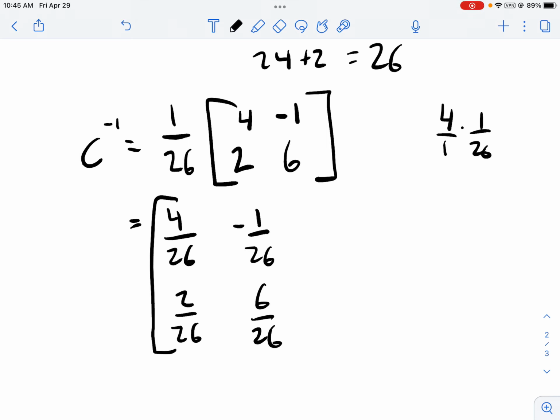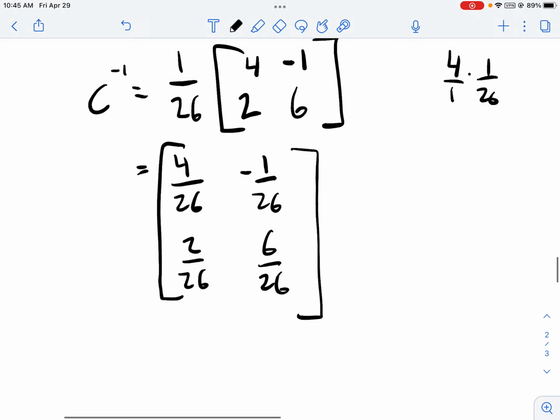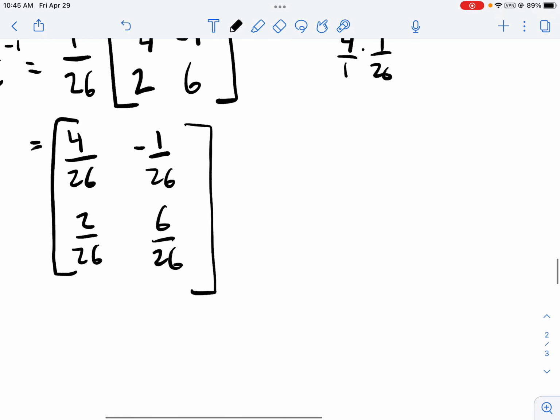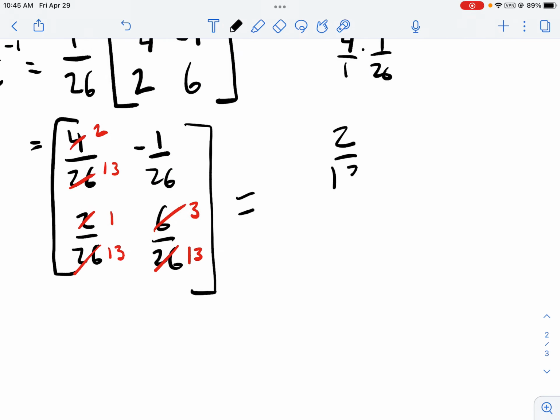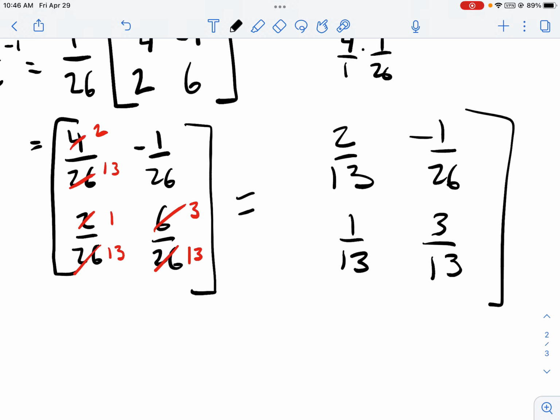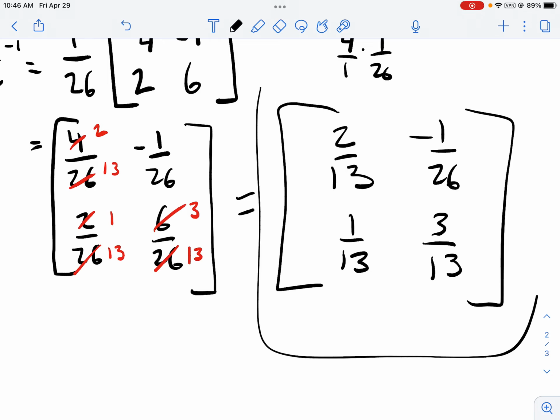Now keep in mind, most of these can be simplified. In the first one, you'll notice they're both even. That means 2 goes into 4 twice, into 26 13 times, into itself once, 13, into 6 3 times. So your final answer would be 2/13, negative 1/26, 1/13, and 3/13. And that would be the inverse of matrix C.